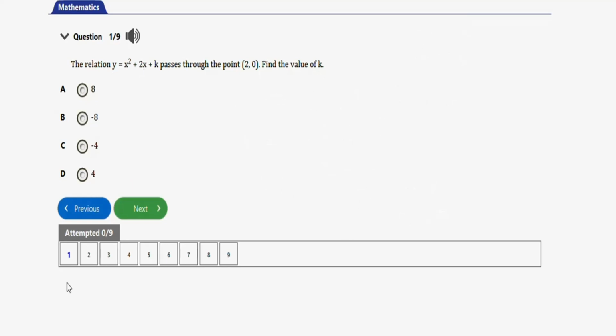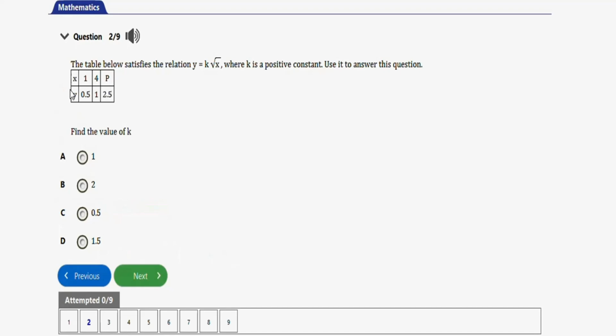So the next repeated question will be this one. It says the table below satisfies the relation y equals k times the square root of x, where k is a positive constant. Use it to answer this question. Find the value of k. Okay, so this is actually very simple. Now to find the value of k, we already have the values of y to be 0.5, 1, 2.5, and the values of x to be 1, 4, p.